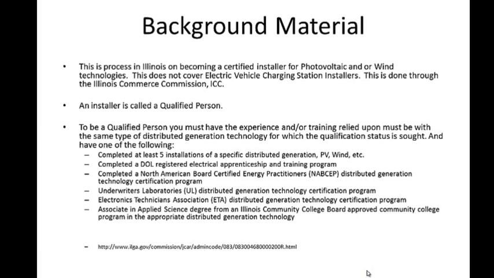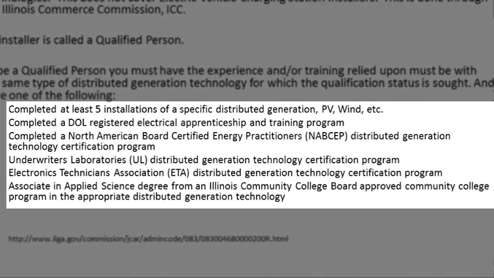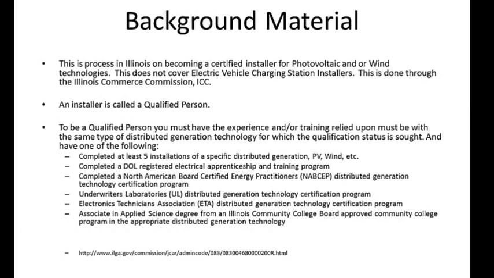In order for you to become a certified PV installer in the state of Illinois, these are the requirements that you're going to need. At least 5 installs that are documented, or a DOL registered apprenticeship program, so you'll have to submit proof of completion there. Or submit proof of completion of either your NABCEP certified distributed generation technology certificate, or the ETA required certification, as well as the UL Labs version. And then finally, the last way would be through an associate degree program that's been approved by the Illinois Community College Board.